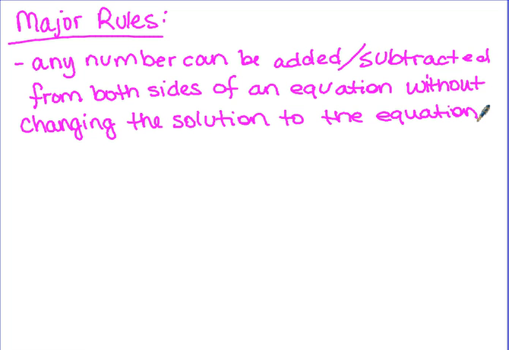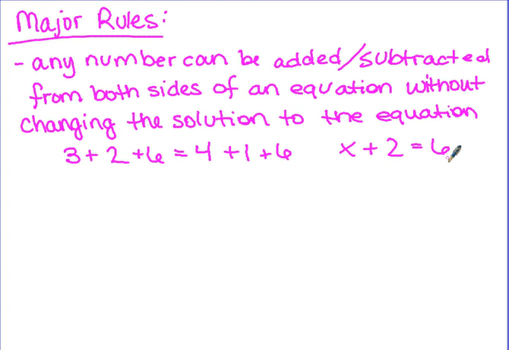All right, so we can have 3 plus 2 is equal to 4 plus 1. And we could add 6 to both sides of these equations, and it would not change the solution to the equation. Algebraically, if I have x plus 2 equals 6, I can subtract 2 from both sides of the equation, and it's not going to change the solution. In fact, that's how we would find the solution. All right, so that is the first rule of algebra.